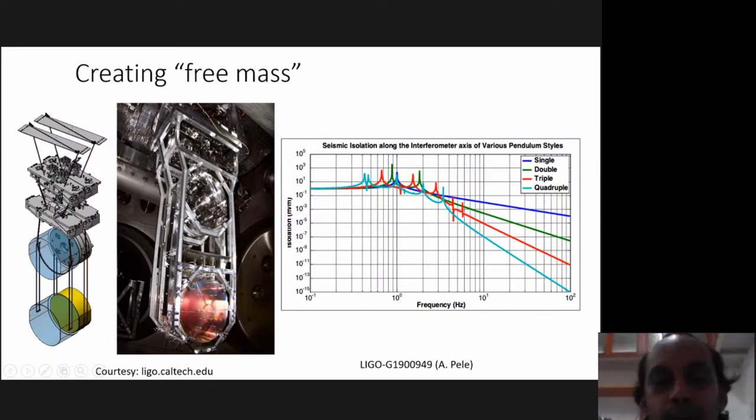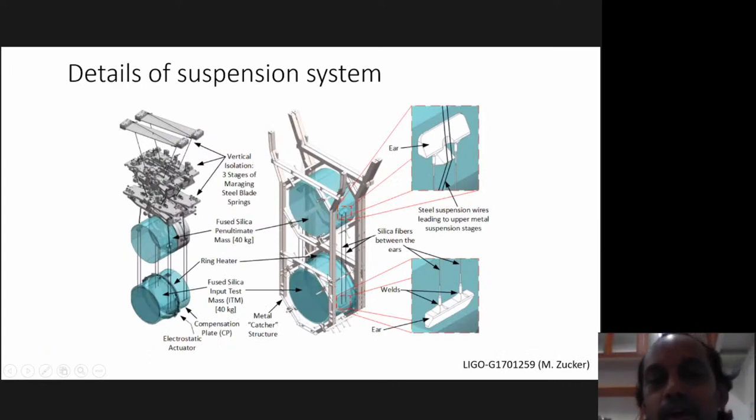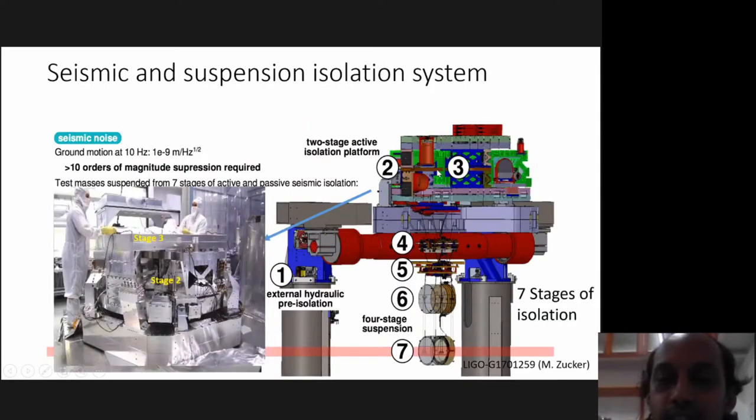So this is another representation of the same suspension, showing a little more detail of how the different parts of the suspension and the objects are connected. Not only do we use these four stages of suspension, we also put these four stages of suspension on another few levels of suspension. So we are effectively increasing the number of stages from 4 to 7.